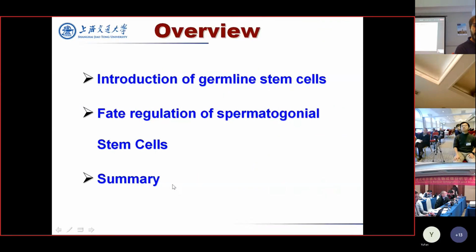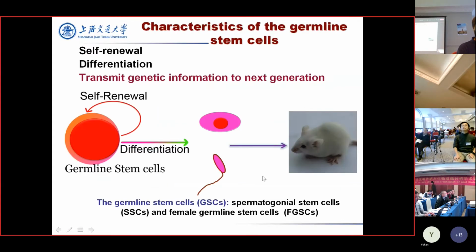This is an overview of my topic. We know the characteristics of germinal stem cells include self-renewal and transmitting genetic information to the next generations. The germinal stem cells include spermatogonial stem cells and female germinal stem cells, or FGSC.